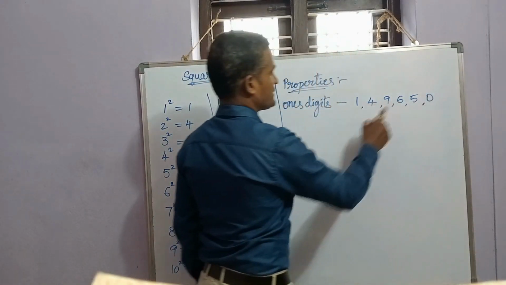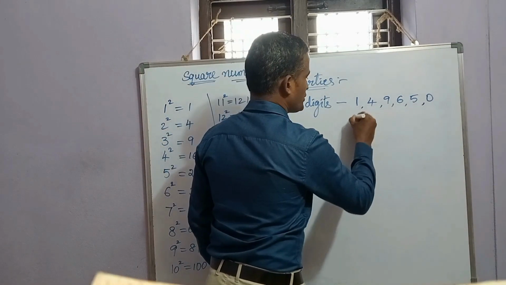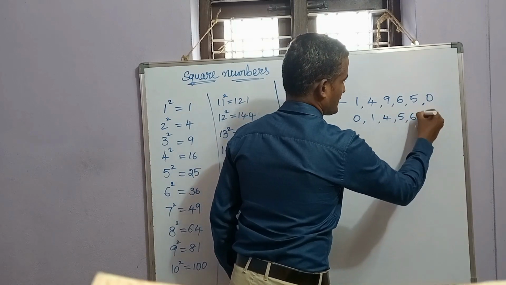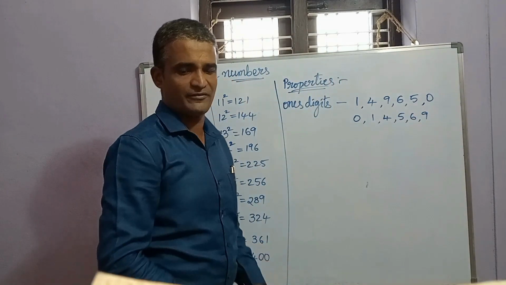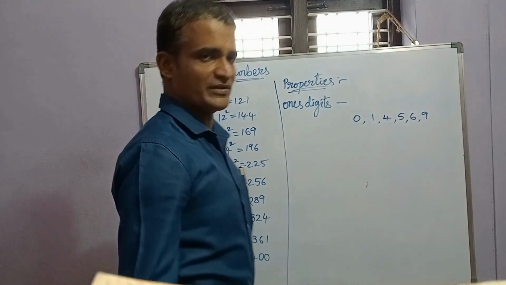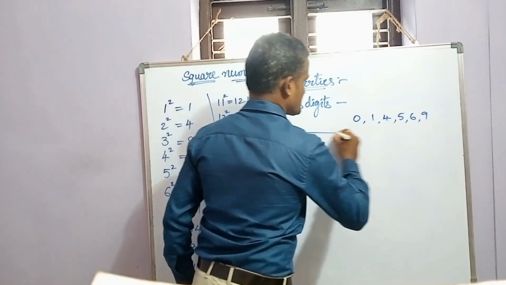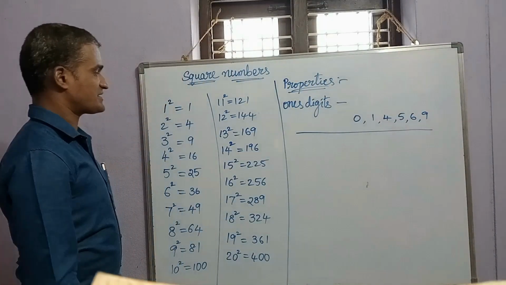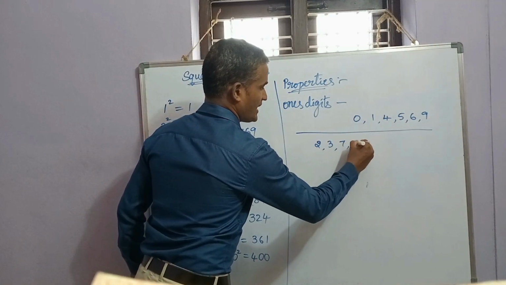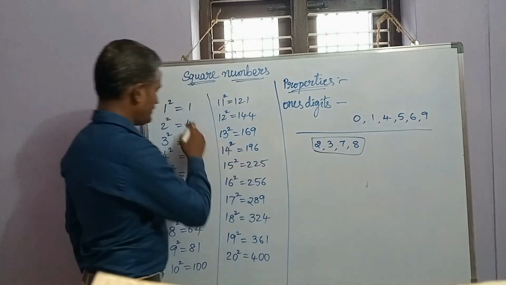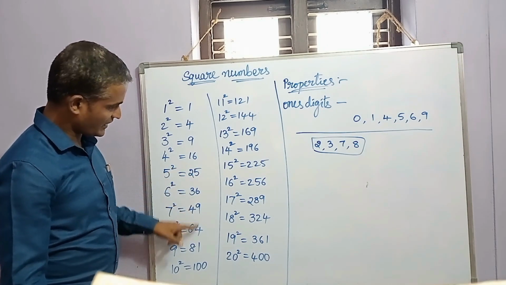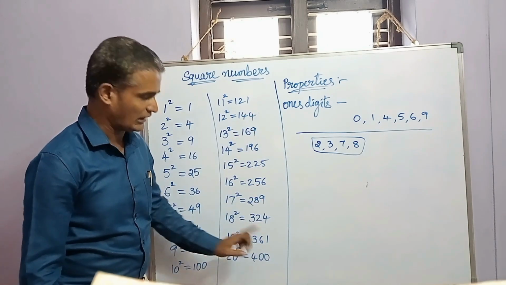So these are the digits. If you write them in order: 0, 1, 4, 5, 6, 9. These are the ones digits of these square numbers. When you see the digits here, some digits are missing: the digits 2, 3, 7, 8. These digits we never get in the ones place. Observe, 6 and 5 do appear in the ones place.